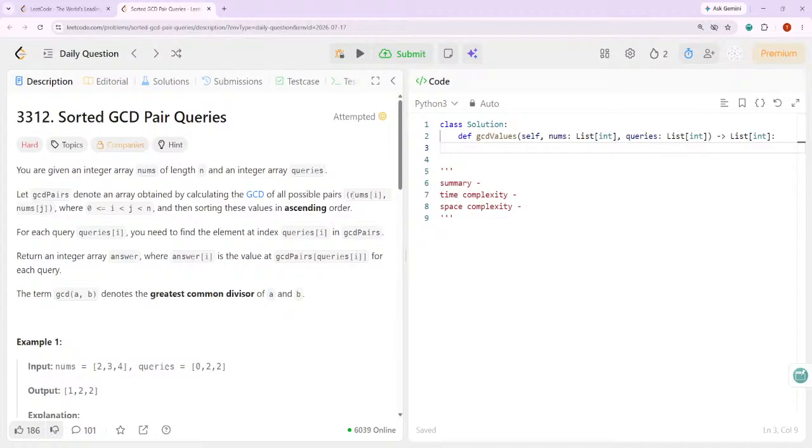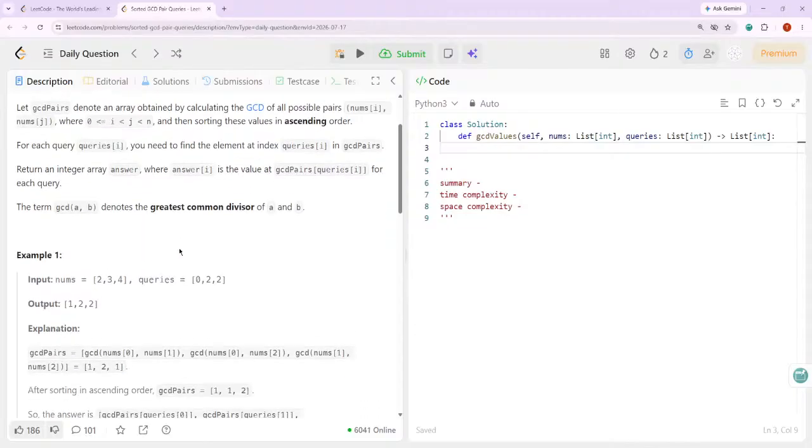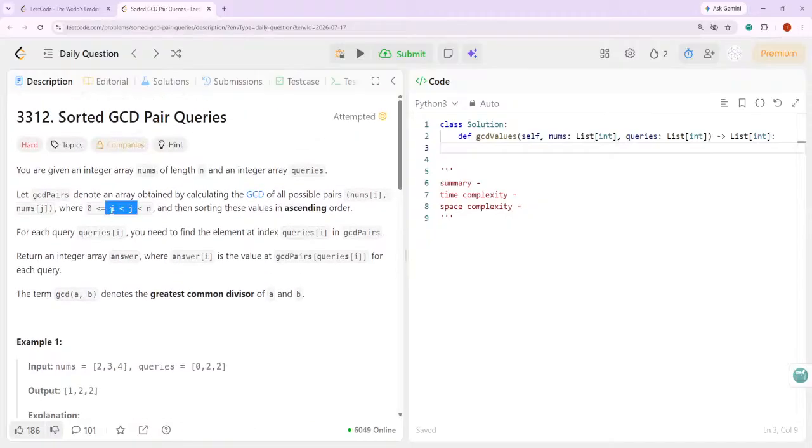So by calculating all possible pairs, nums at i and nums at j, all possible pairs, sorting them. So output 1, 2, 2, GCD pairs 0, 1, 0, 2, 1, 2. I think, okay, i, j are just two different values. And they don't want you to have duplicates, so i, j and not j, i.